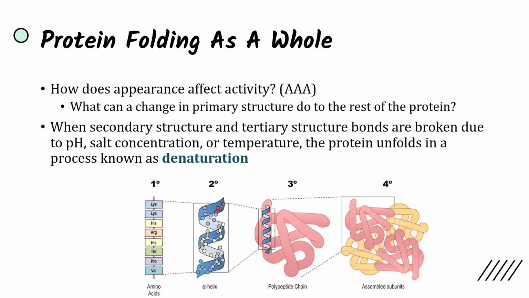And additionally, when secondary structure and tertiary structure bonds are broken, this can either be due to pH that is not at an optimal level, salt concentration that is not at an optimal level, or temperature that is too high or too low. The protein is going to unfold in a process known as denaturation. So in order to keep a protein intact, it is key to have it in an environment in which the secondary and tertiary structure bonds can hold.